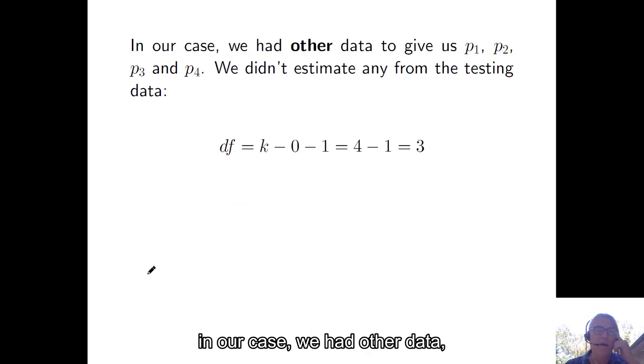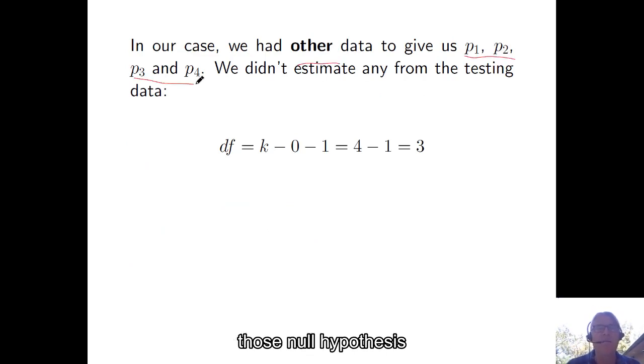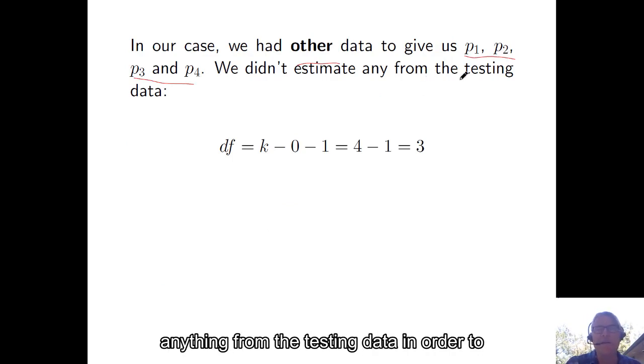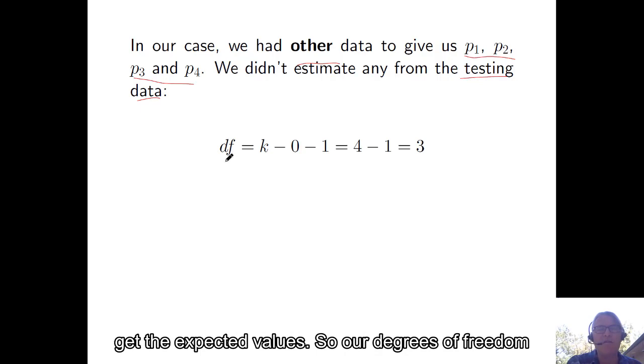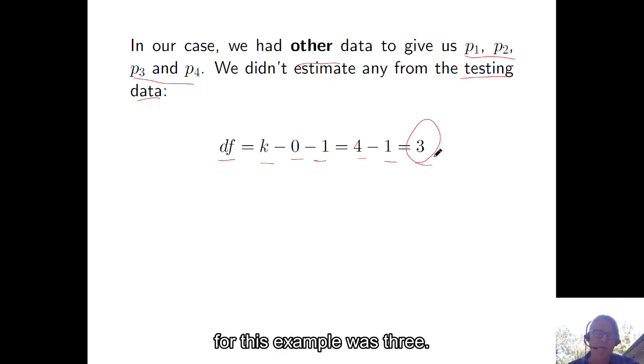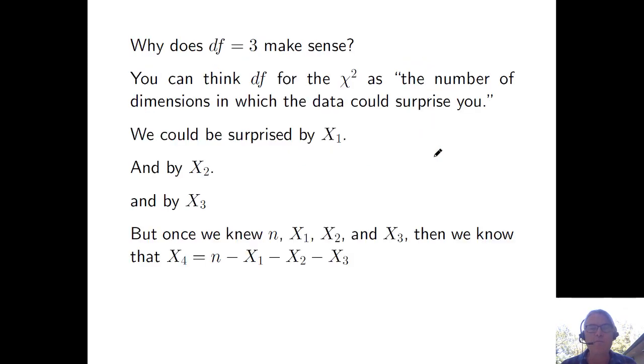Okay, so in our case, we had other data, not our testing data, that gave us those null hypothesized proportions. So we didn't estimate anything from the testing data in order to get the expected values. So our degrees of freedom is k minus 0 minus 1. So that's 4 minus 1. So our degrees of freedom for this example was 3. Okay, hopefully that makes sense.